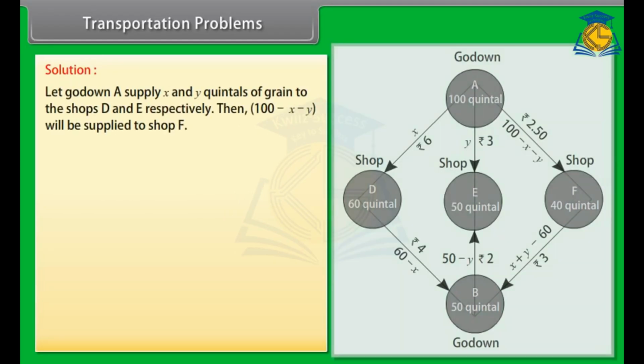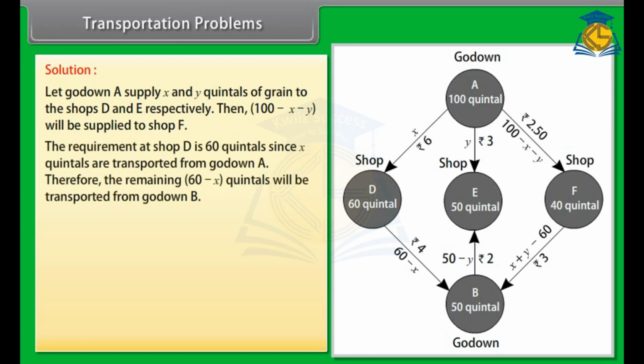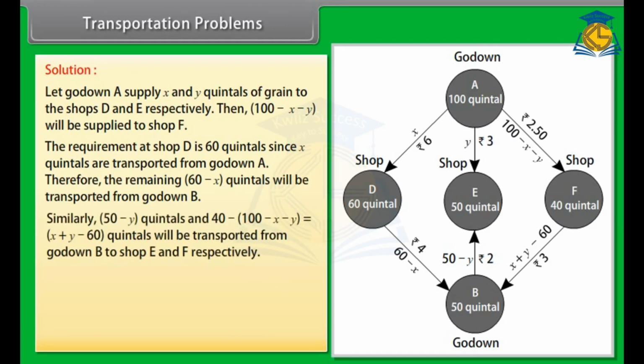Solution. Let godown A supply x and y quintals of grain to the shops D and E respectively. Then 100 minus x minus y will be supplied to shop F. The requirement at shop D is 60 quintals. Since x quintals are transported from godown A, therefore, the remaining 60 minus x quintals will be transported from godown B. Similarly, 50 minus y quintals and 40 minus (100 minus x minus y) equals x plus y minus 60 quintals will be transported from godown B to shops E and F respectively.